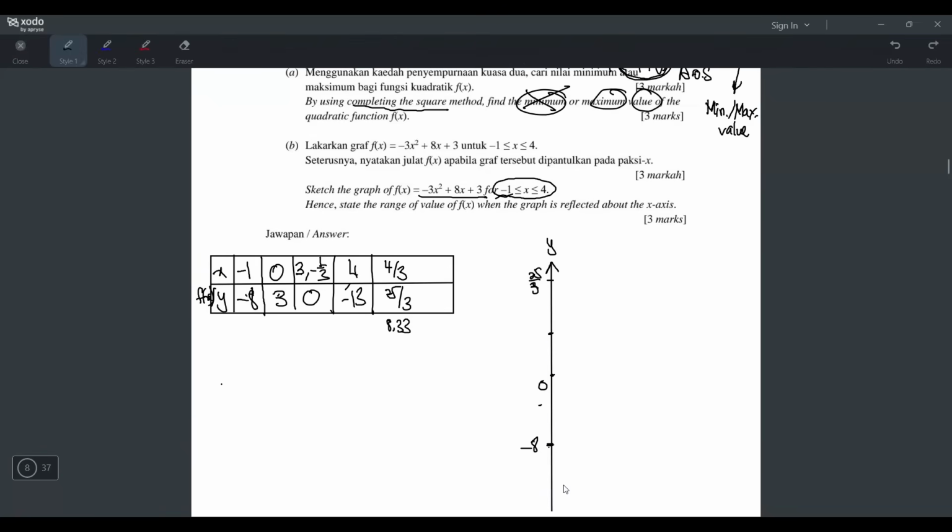Okay, for negative 13, I need to extend it. So negative 8, then 9, 10, 11, 12, 13. Okay, roughly only, because it's a sketch question, right? You don't need graph paper, so you don't have to measure exactly. And this one is 3, yeah.